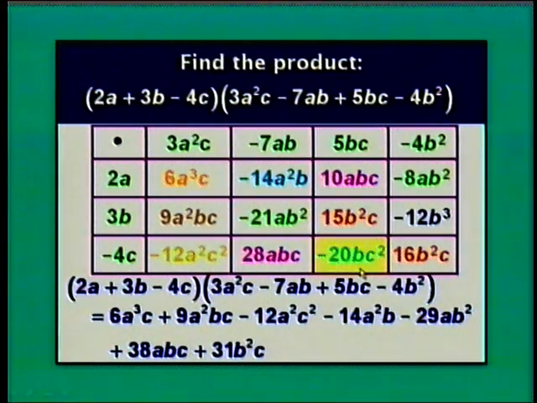What about negative 20bc squared? Well, the only term I haven't used yet is the negative 12b cubed. These aren't like terms, so I just need to write those down. Negative 20bc squared, and finally, negative 12b cubed. So when I simplify this product, I have 1, 2, 3, 4, 5, 6, 7, 8, 9 terms. The table helped me to organize my work here.